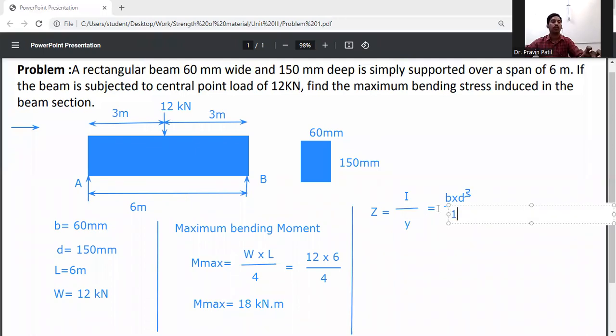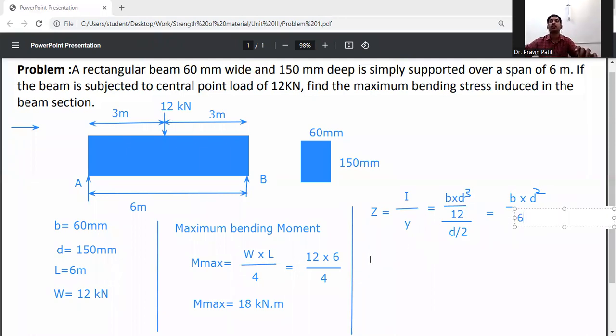BD cube by 12. So Y is D by 2. So it will directly be BD square by 6. So the section modulus is BD square by 6. Okay. We can directly write Z is equal to BD square by 6.